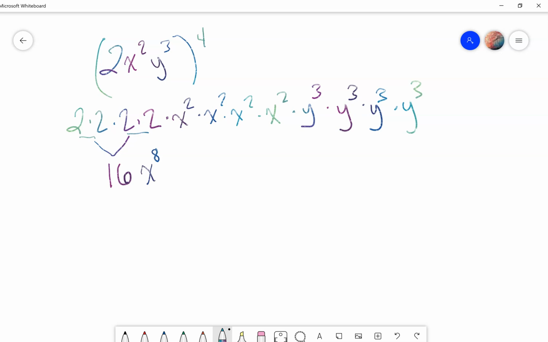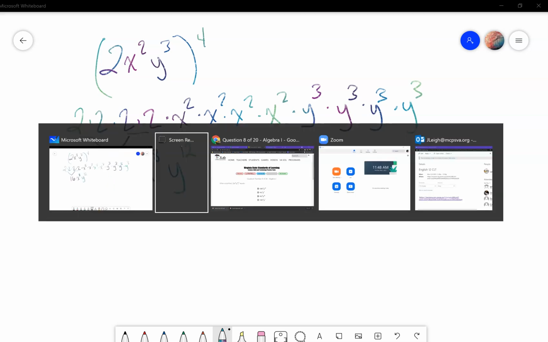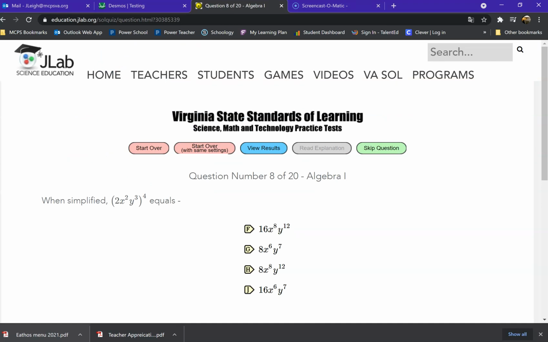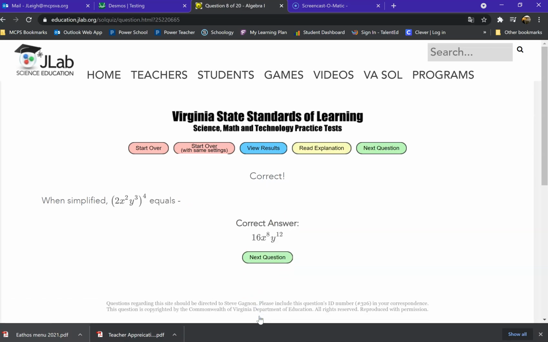And now we're going to do the same with our y. Our bases are all the same, so we just add the exponents. 3 plus 3 is 6, plus 3 is 9, plus 3 is 12. And it looks like F is our answer. So let's see if we're correct. Oh yeah, there we go.